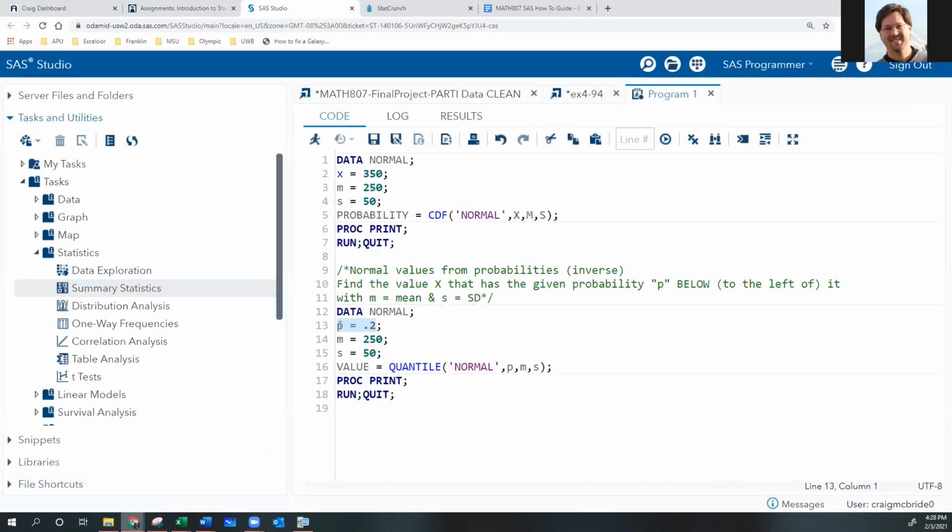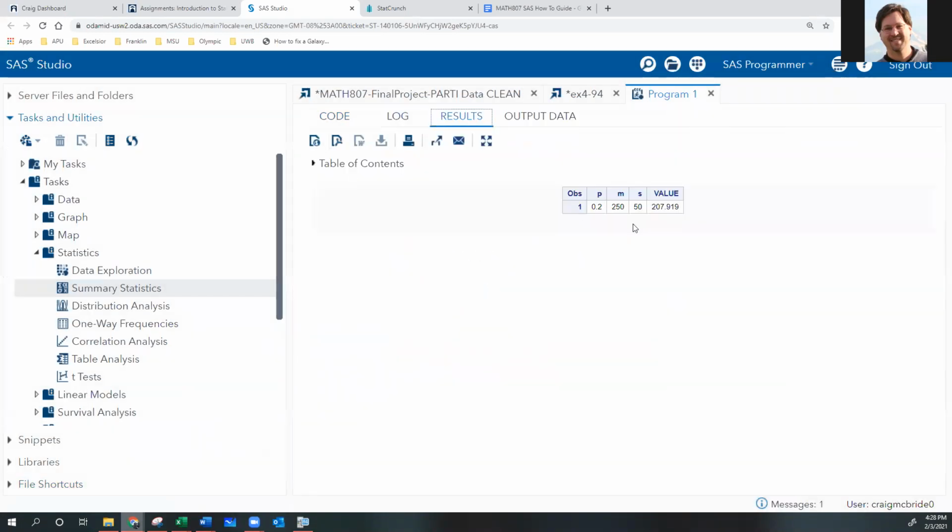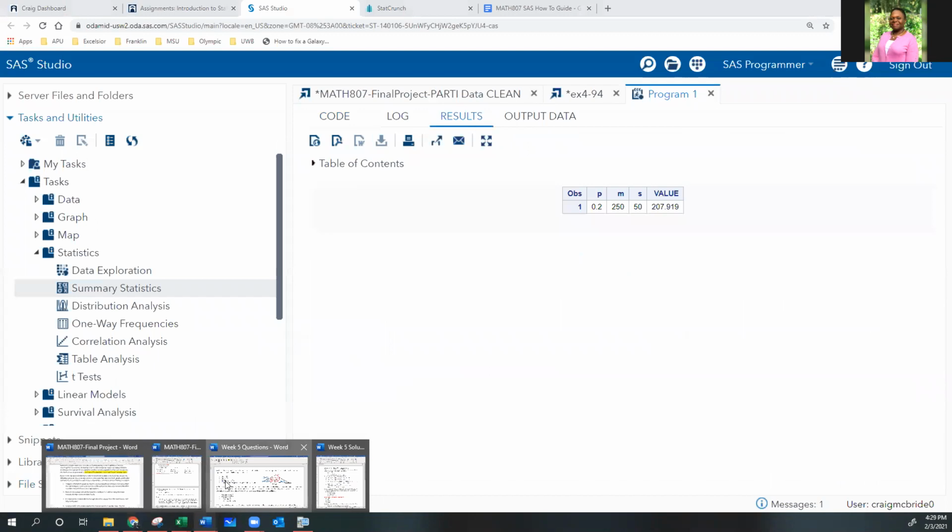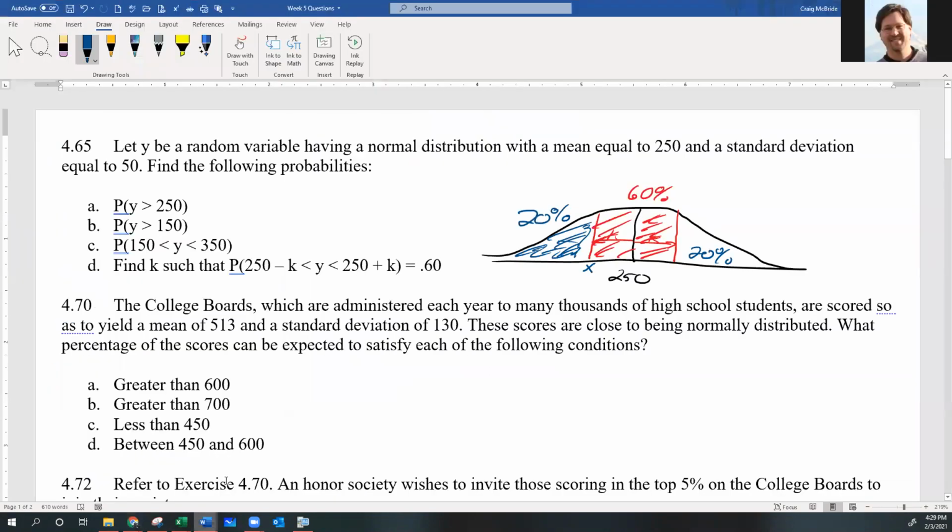So here, I've already got it set up. 20%, the mean is 250, the S is 50. If we run this function, it says 207.919. Okay. That was wrong. So now that means X is 207.919. That's X. They didn't ask us to find X, they asked us to find K.